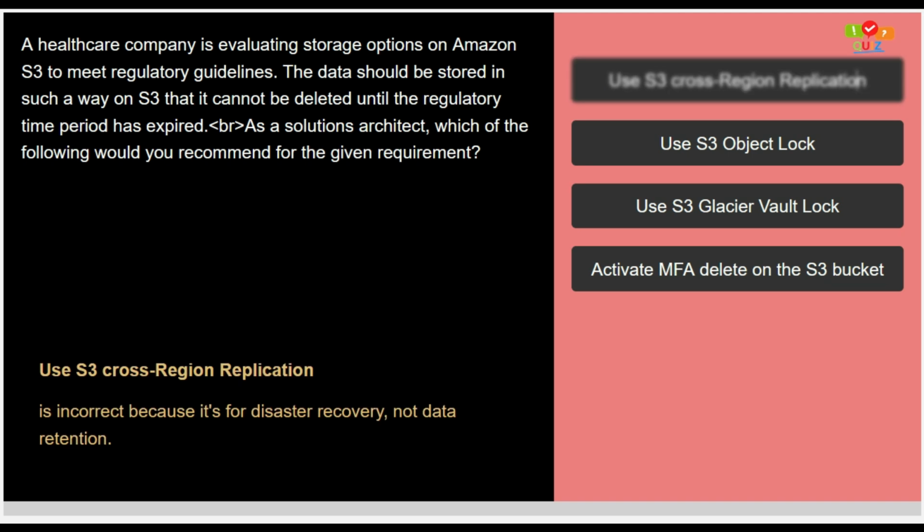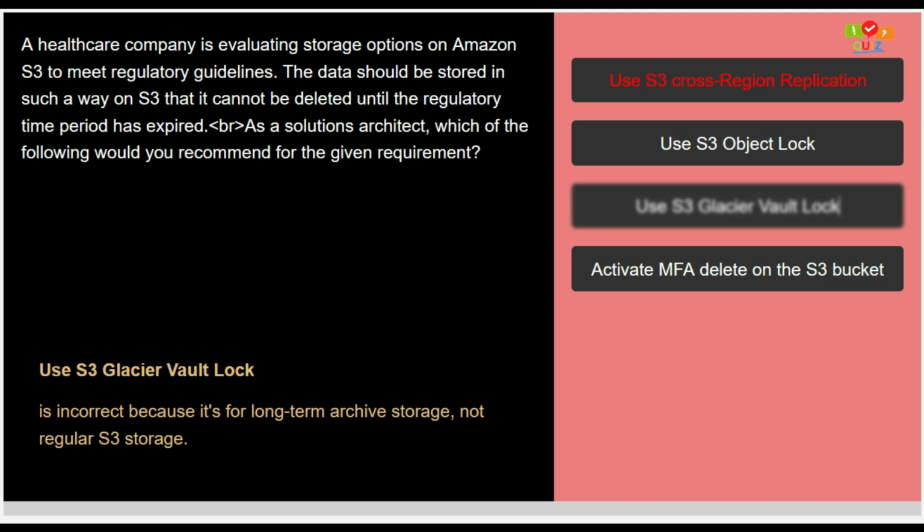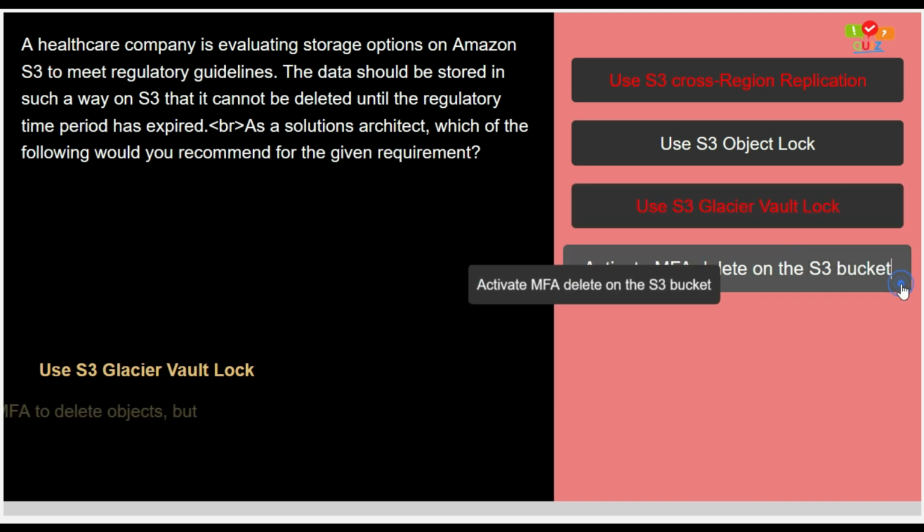Option 1, which is use S3 cross-region replication. This is incorrect. Why? Because it's for disaster recovery, not data retention. Okay. Now let us go to option 3, which is use Glacier Vault Lock is incorrect because it's for long-term archive storage, not regular S3 storage. Okay, so option number 3 is also wrong.